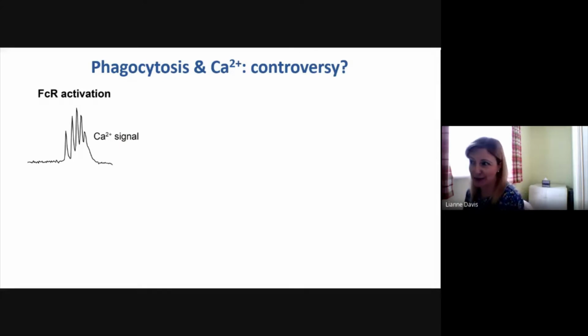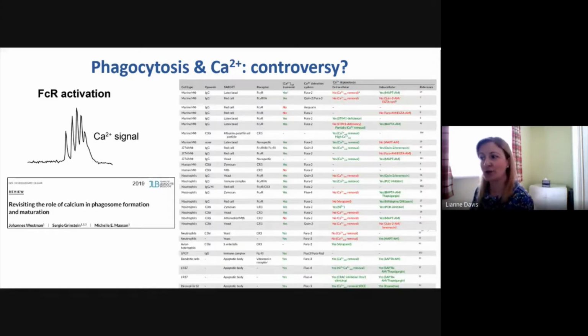It has long been known that one of the earliest events that accompanies phagocytosis is an increase in calcium. But as this recent review points out, there has been some disagreement as to whether the calcium signal is actually required for driving phagocytosis. This table lists examples in the literature where calcium has been shown to be important or not. Green says, yes, it is important, and red says no. And you can see that there isn't really a consensus. In view of this, we decided to revisit this issue and see if we could shed any light on this confusion.